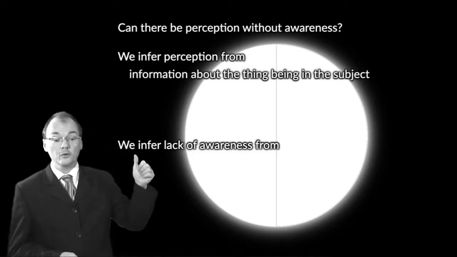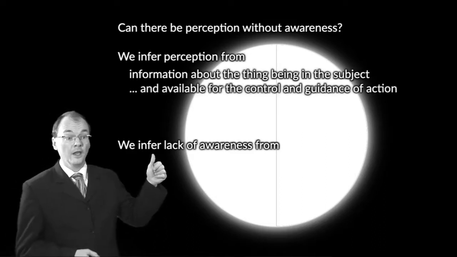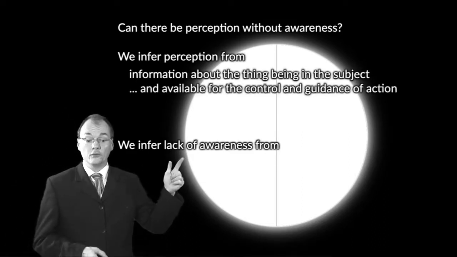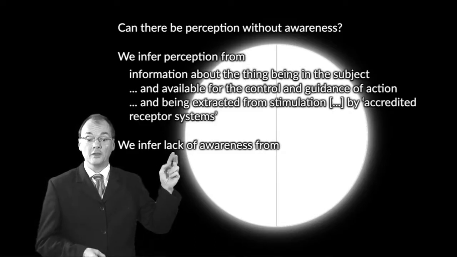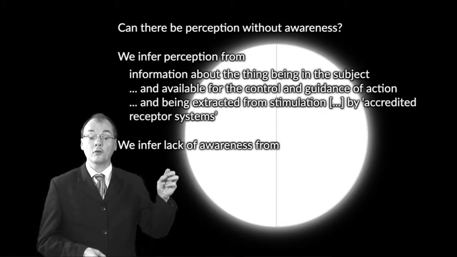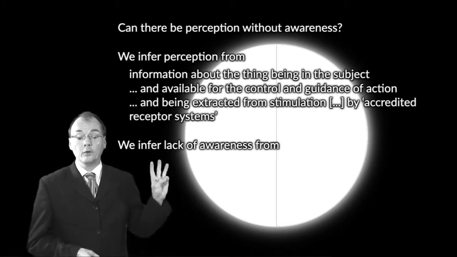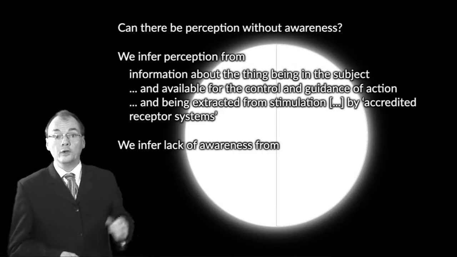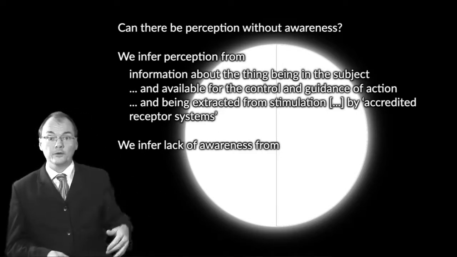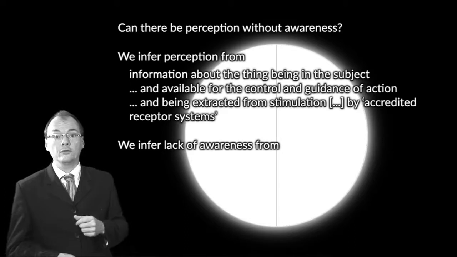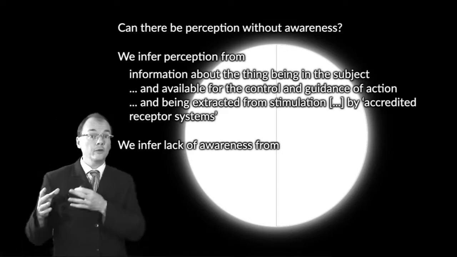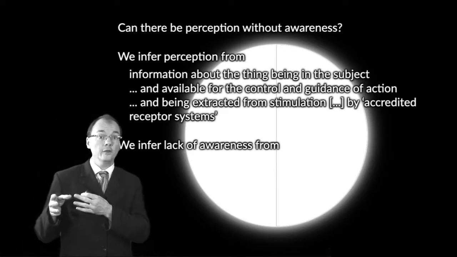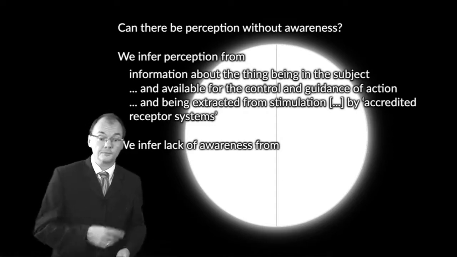Operationally, you've got perception when you've got information about the thing being in the subject, which is available for the subject's control and guidance of action. And thirdly, that information is extracted from stimulation by accredited receptor systems. When you've got those three things, you can infer that there's perception in the subject. Dretski's operationalization of perception. We discussed that about 3 sections ago in the unit called A Test for Perception.